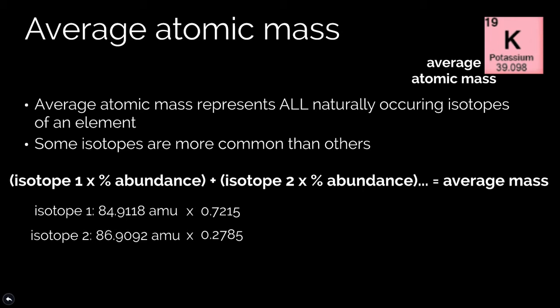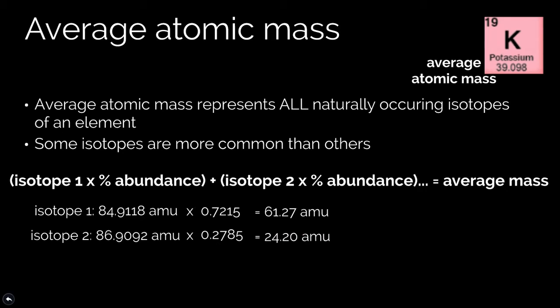So now what we do in this case, we just need to multiply our mass by that decimal abundance that we have. So in this first one, 84.9118 multiplied by 0.7215 gives you the result of 61.27 atomic mass units. And in the second isotope, 86.9092 atomic mass units multiplied by 0.2785 gives you the result of 24.20 atomic mass units.